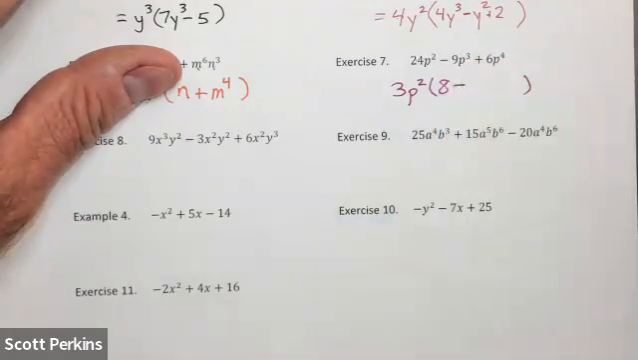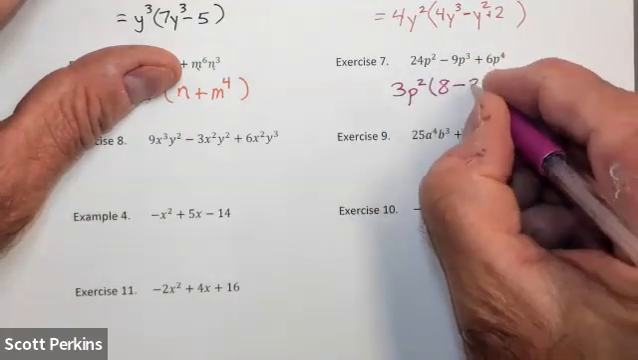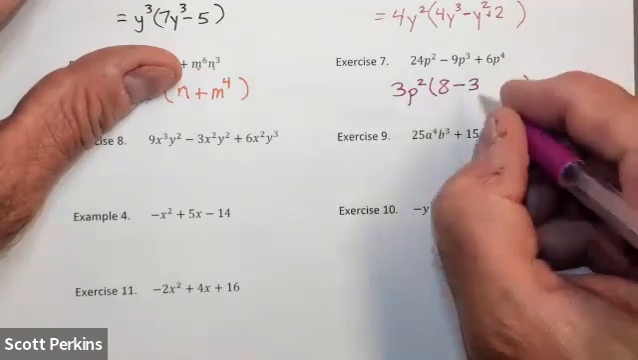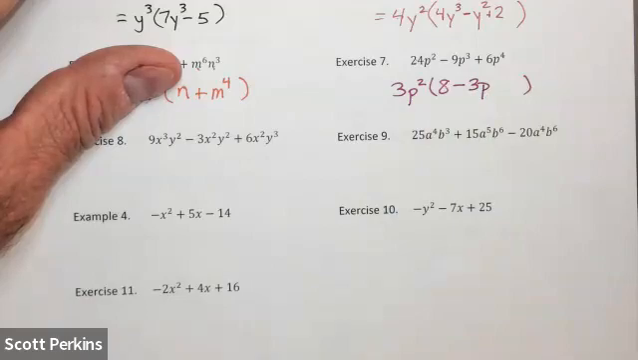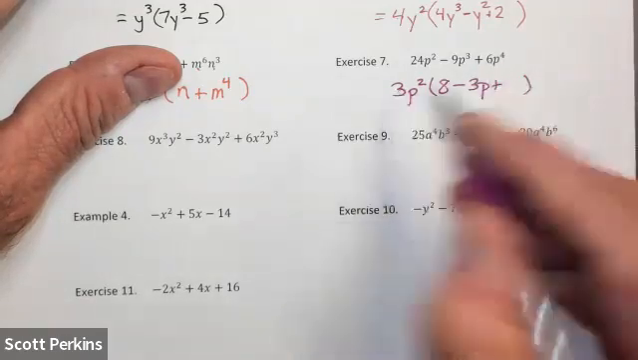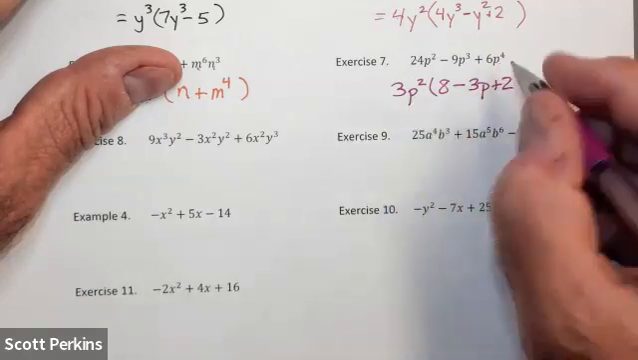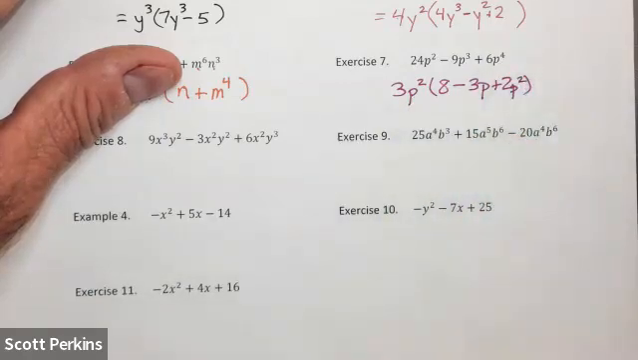Second term, minus 9 divided by 3 is 3. Started out with 3 p's. I factored out 2 of them, so that leaves me 1. And then plus 6 divided by 3 is 2. Started with 4, factored out 2, leaves me 2.